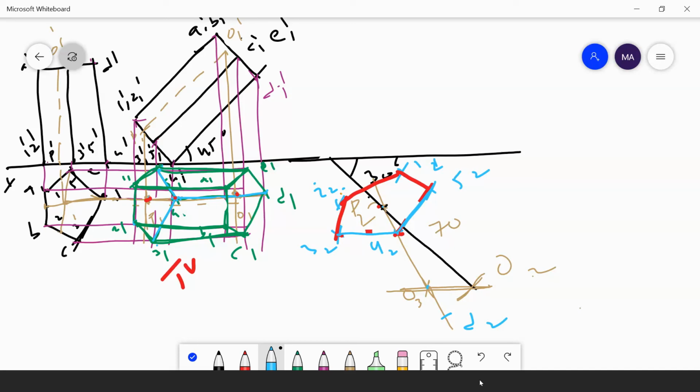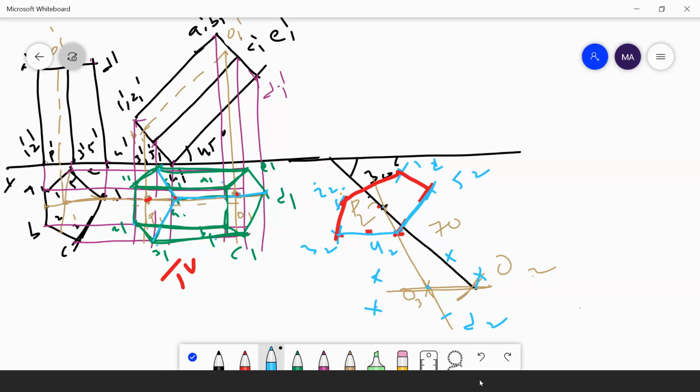Okay. Then I am considering O1 C1 as a radius, O3 as a center. I am cutting an arc here. Understand? Similarly, D1 C1 as a radius, D2 as a center, I'm cutting an arc here. Similarly, I'm taking O1 E1 as a radius, O3 as a center, cutting an arc here. Similarly, D1 E1 as a radius, D2 as a center, cutting this arc.